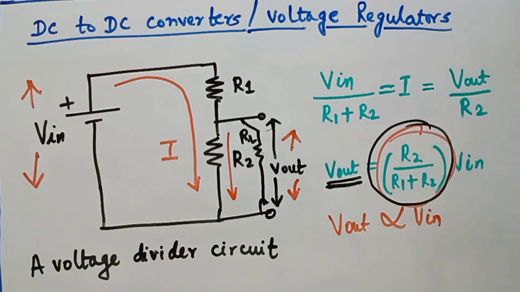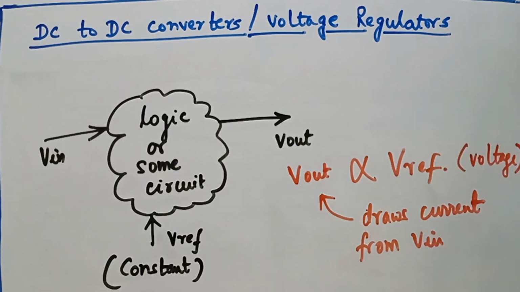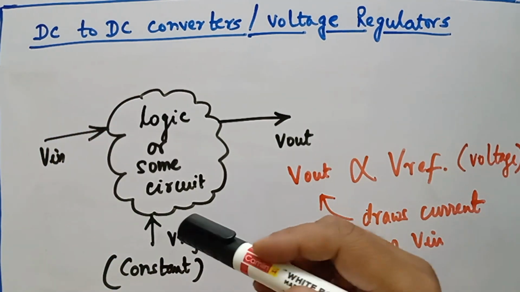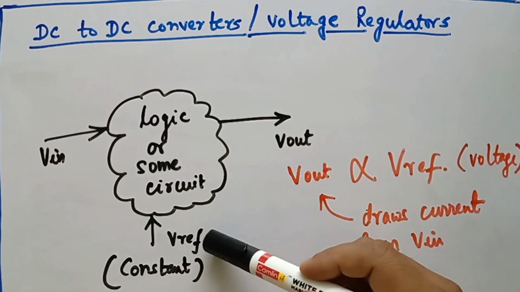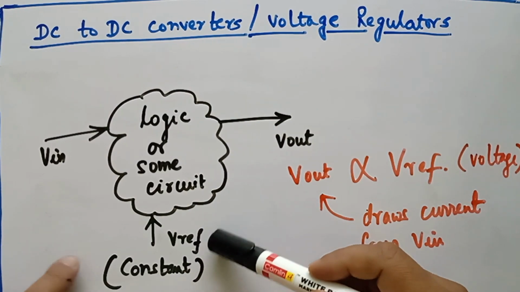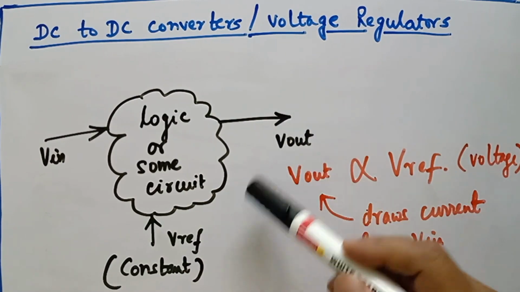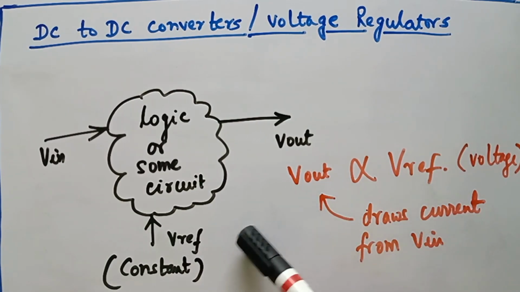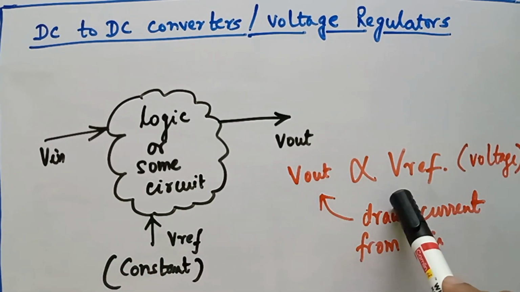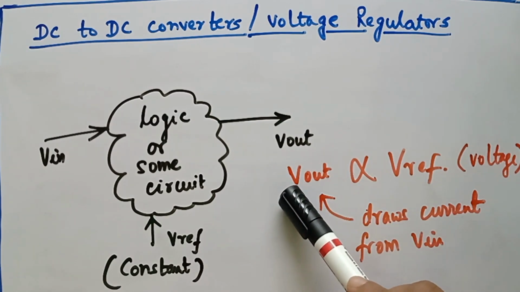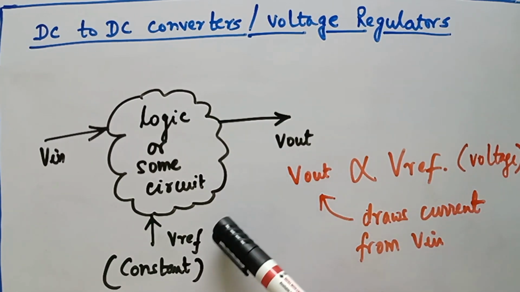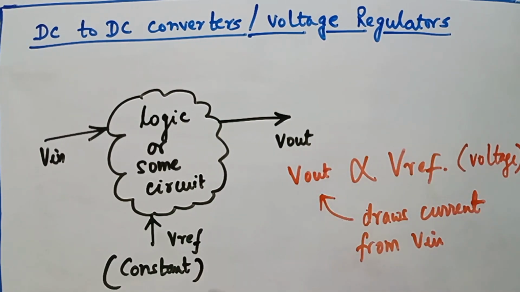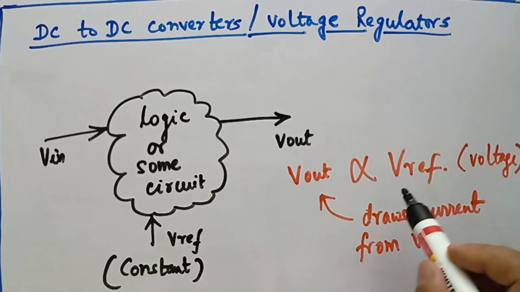So what is the solution for this? The solution is to deploy some sort of a logic circuit which has a constant reference voltage. If somehow we are able to make Vout a factor of Vref, the reference voltage, and Vout is dependent on Vref only, then we will be able to stabilize Vout, because Vref is stable from a voltage point of view.